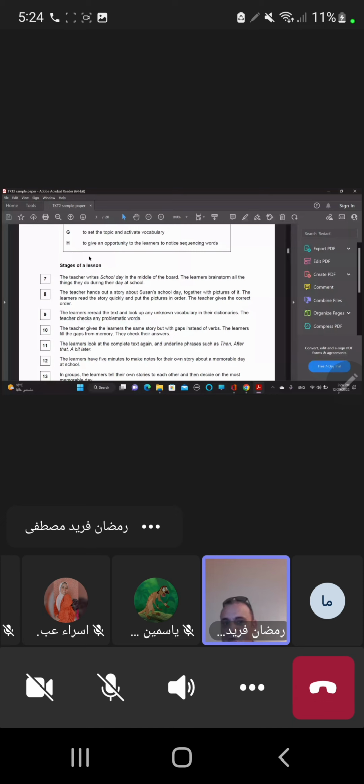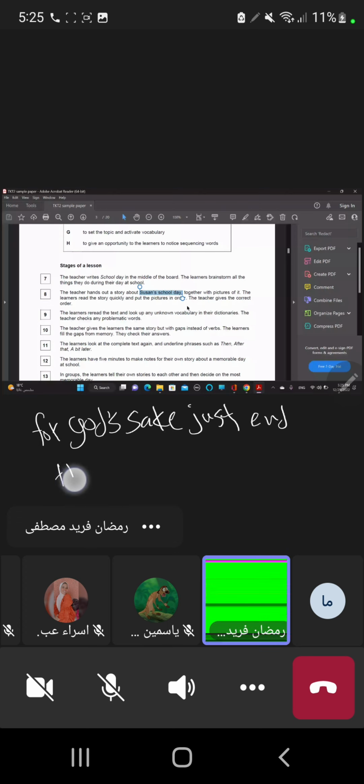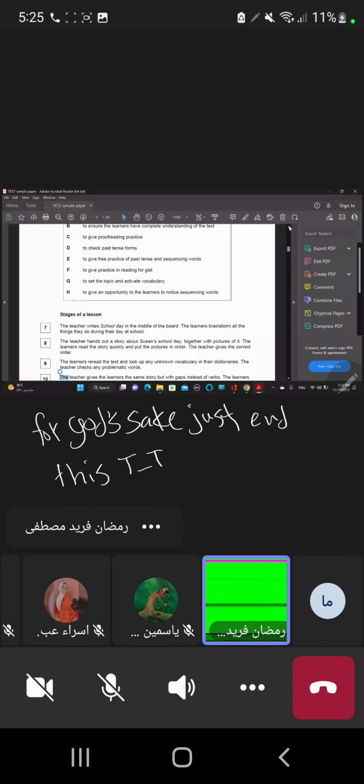A story about what? The teacher writes school day in the middle and the learners brainstorm all the things and answer: a story about Susan's school day. What does Susan do in her school day? She is talking in the past. Okay, I did this, I did that. So I removed the verbs, and then from memory I would put the verbs again.